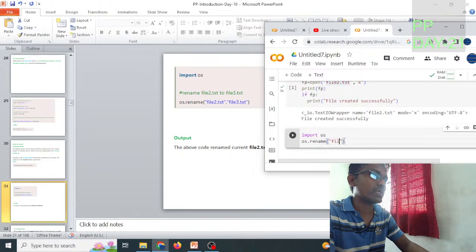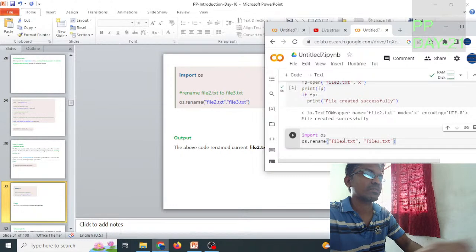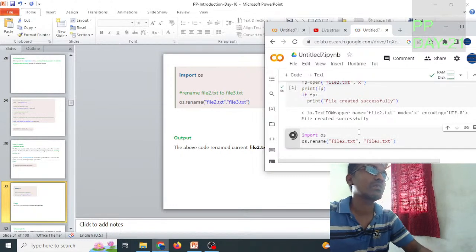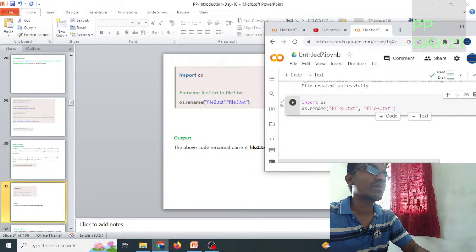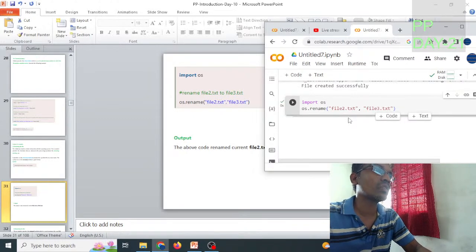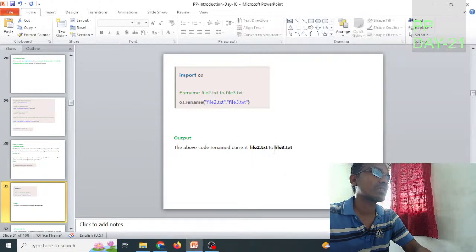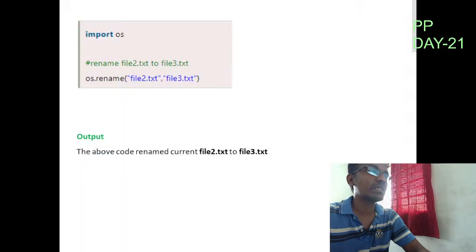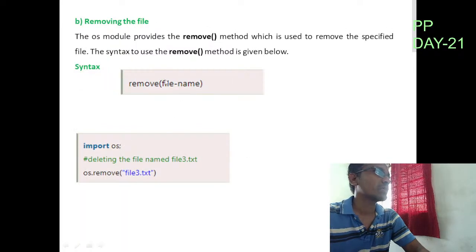The existing file is file2.txt and the new file is file3.txt. So let us run this code. It will be renamed. It does not show any output, it just renames the file. If you go to your Google Drive, you will observe that file2 is renamed to file3.txt.